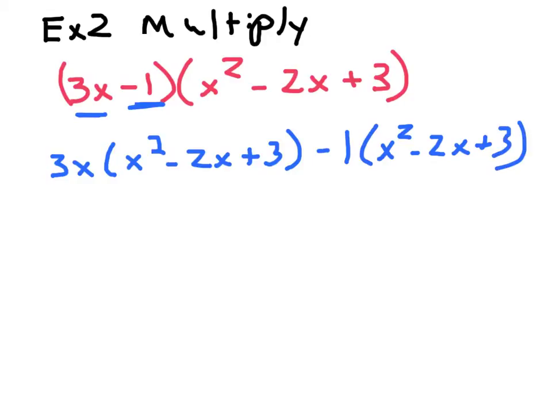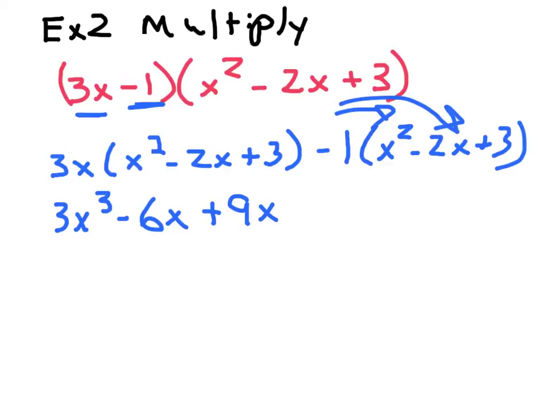So 3x times x squared is 3x cubed. 3x times a negative 2x is a negative 6x. And 3x times 3 is a positive 9x. Okay, we're done with the first part. Now distribute the negative 1. Remember, in past examples, that'd be the same thing as just doing this. And how do we distribute a negative or a minus? Well, you just take the opposite of everything. Now I'm going to put the 1 back in there just to emphasize that these are the same.